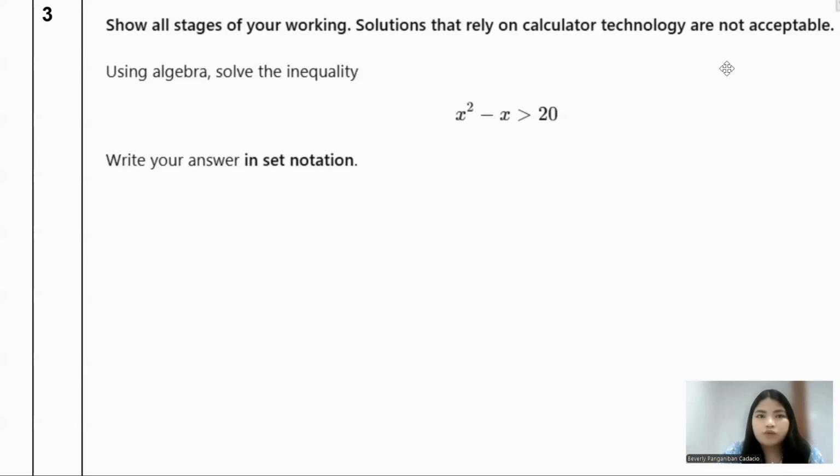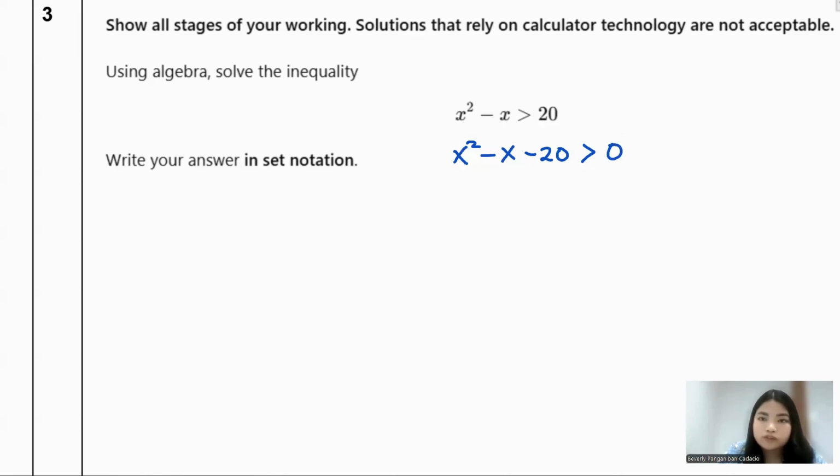Okay, next let's go with number 3. And once again, calculator is allowed, but we want to see the workings for this one. So for you to solve this, you want to convert this to a proper quadratic equation or inequality. So it will become x squared minus x, and I'm going to put my 20 on the other side. It will become negative 20 now. Greater than will be this one because there's nothing there, so it's just going to be 0.